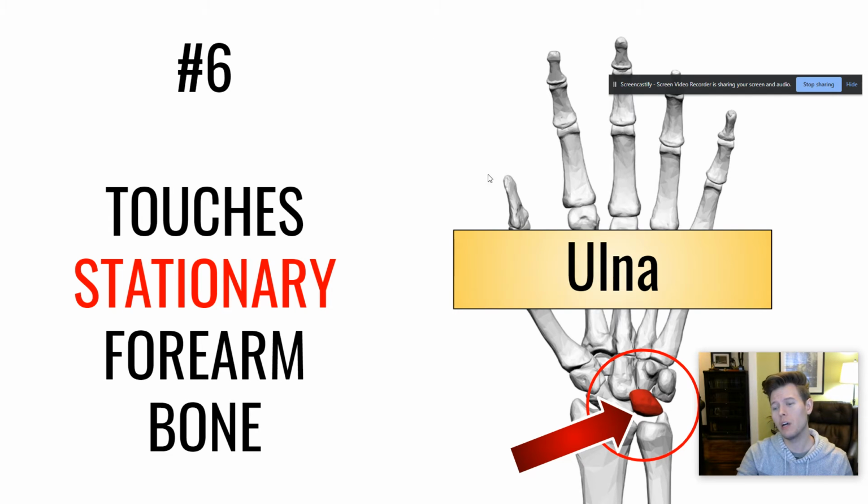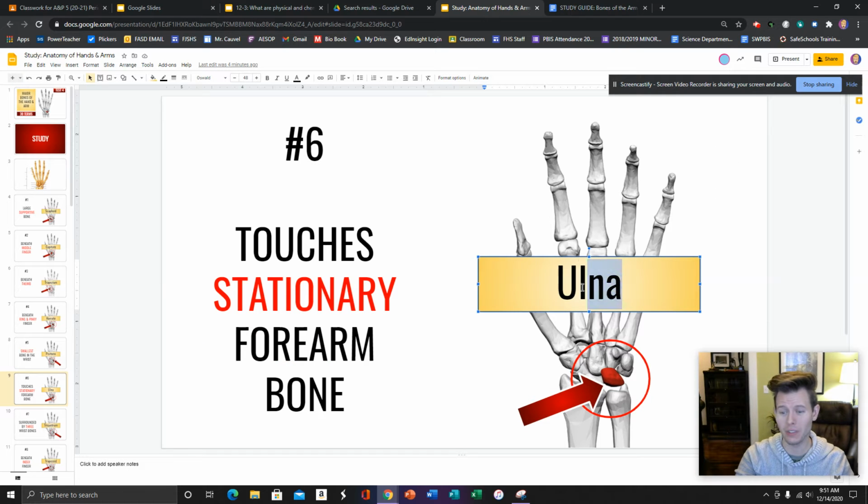Number 6. This bone touches the ulna. Or, why did I write ulna on here? It's not called ulna. It's called your lunate. Hold on. Scaphoid. Lunate. Let me fix this. I'm not going to re-record this. Lunate. Ulna is what it touches.